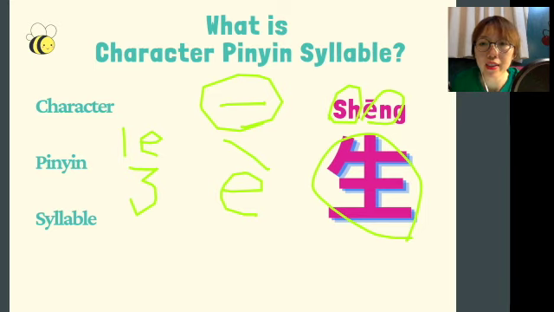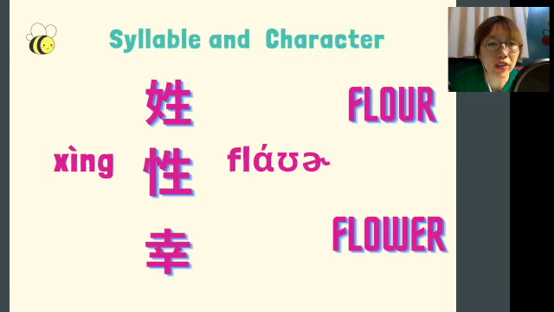As you can see, even for Chinese people, we cannot predict the pronunciation of a Chinese character 100% based on the writing. So we need a transcription to tell us how to pronounce it. That's why Pinyin was invented. And this transcription, based on the alphabet, is also called romanization. Now I'm going to talk about the relationship between syllable and character.